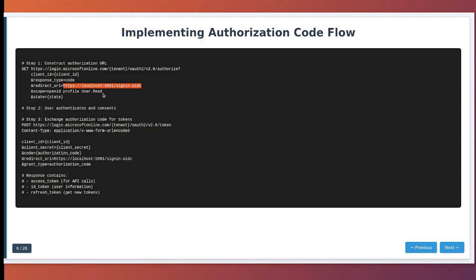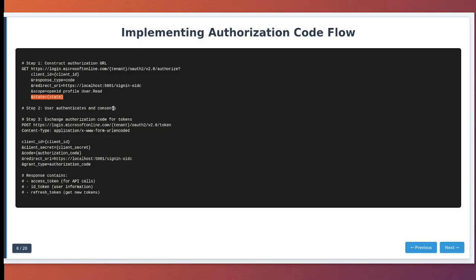The scope parameter is interesting. OpenID is required for OpenID Connect. Profile gives you access to basic user information, and user.read is a Microsoft Graph scope. You can request multiple scopes separated by spaces. The state parameter is crucial for security. You generate a random value, include it in the request, and verify it matches when the user returns. This prevents CSRF attacks. I recommend using a cryptographically secure random generator and storing the state in the user's session.